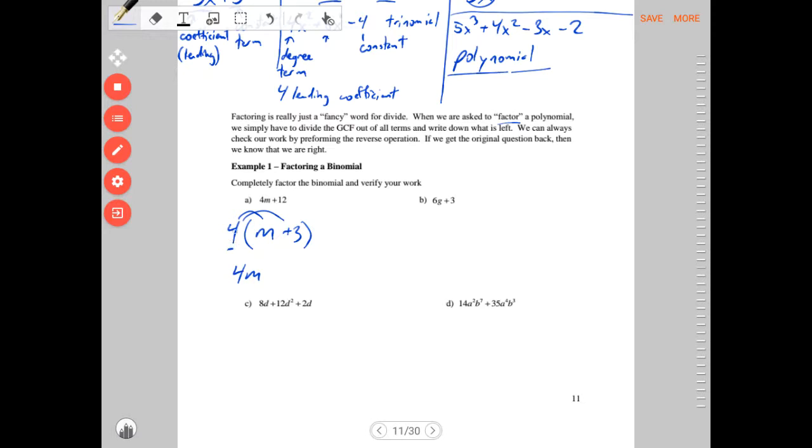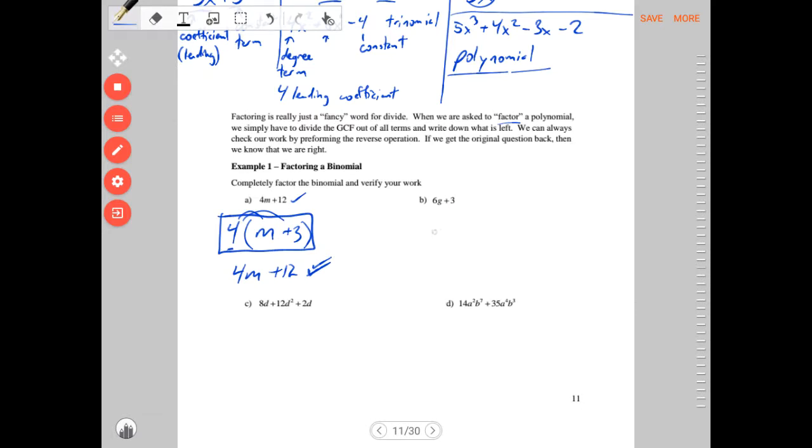Okay, and then 4 times positive 3 is positive 12. Okay, and that is the original question, so we know we're right. So this is our answer, and then this part down here, that is the verifying. Okay, so little check marks, yay, we're right. Okay, so let's try this next one, 6g plus 3.